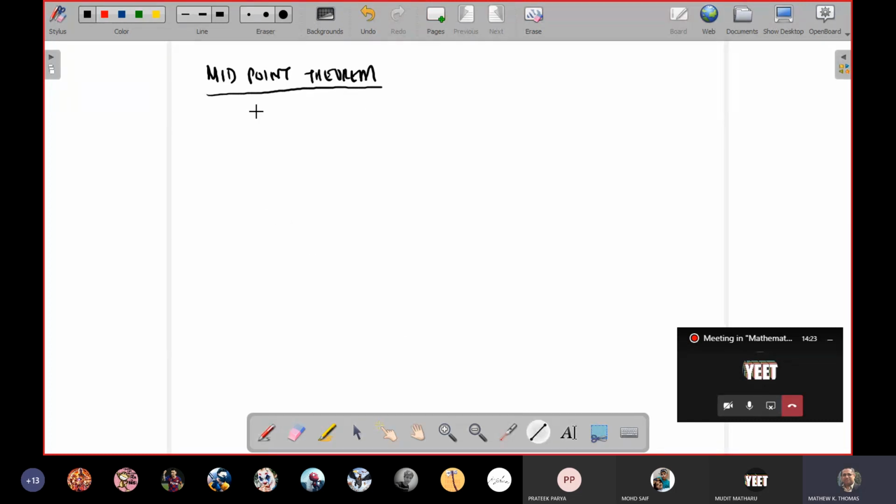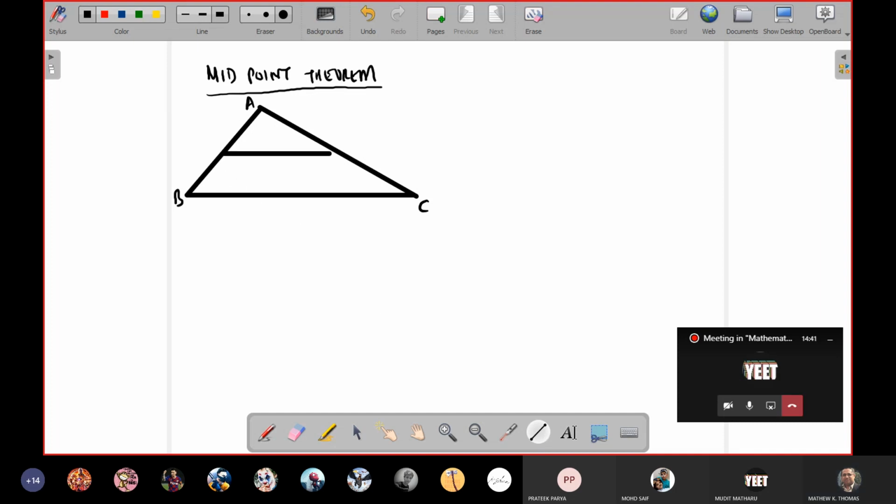That in a triangle, it could be any triangle, acute angle, right angle, obtuse angle, whatever. In a triangle, as the word suggests, if I join the midpoints of any two sides of a triangle, so let's assume that we are joining the midpoints of AB and AC. So let the midpoint of AB be D and let the midpoint of AC be E. Then according to the theorem, the line joining the midpoints of any two sides of a triangle will be parallel and half of the third side.